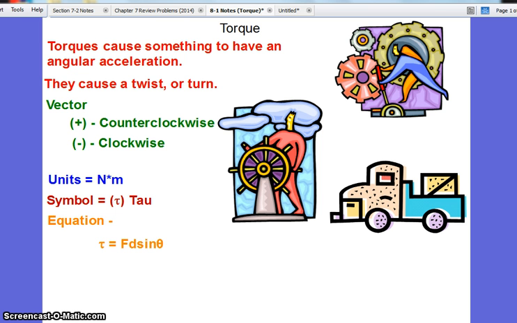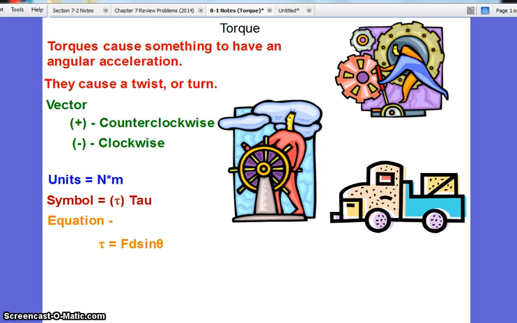Forces cause objects to accelerate in a straight line. Torques cause objects to rotate, to spin faster or spin slower. So torques also cause an acceleration, but it's an angular acceleration. These things are vectors. We can apply torques to rotate it either clockwise or counterclockwise. Just like before, counterclockwise is positive, whereas clockwise is negative. The units of a torque is going to be a Newton meter. But you may know, if you work on cars at all, the English unit is a foot-pound.